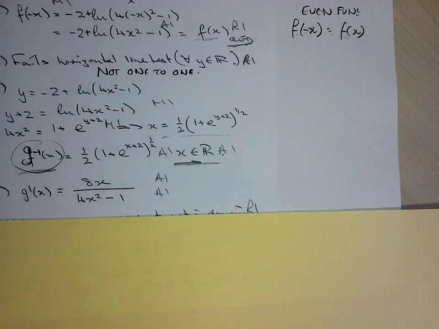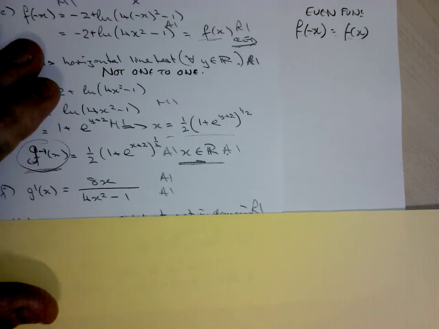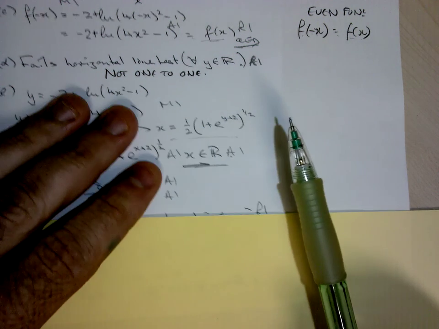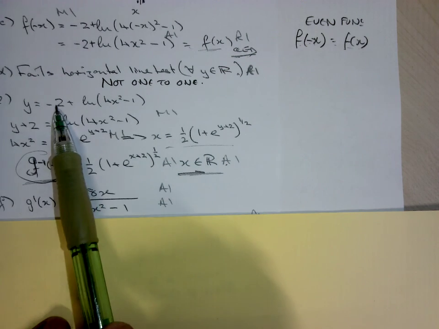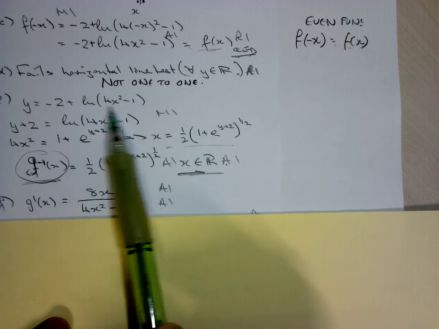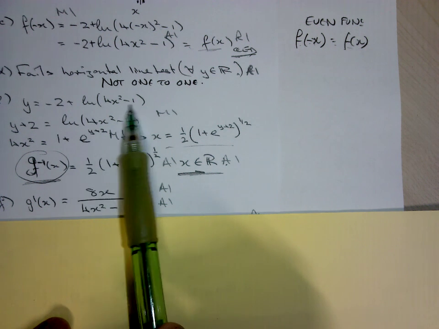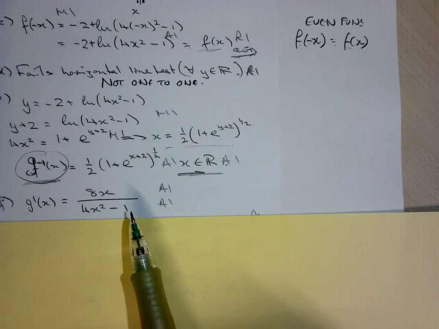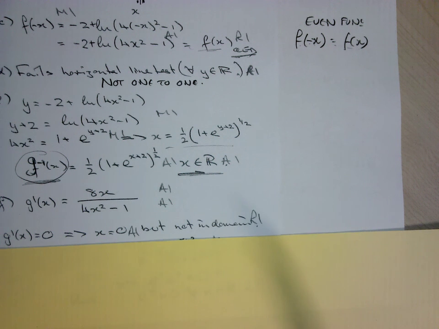F, find the derivative of g. Let's come back up to where I can see g. I've got the -2 will differentiate away to 0. I'm left to differentiate the log function, the log term in here. So derivative of the bracket over the original bracket, that gives me the derivative.